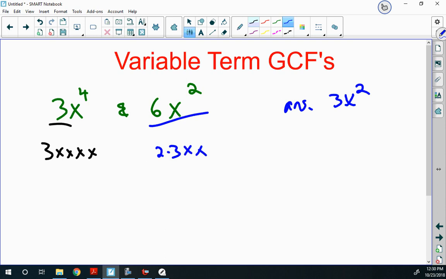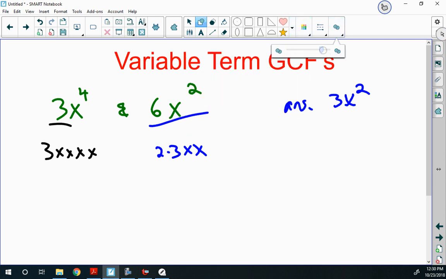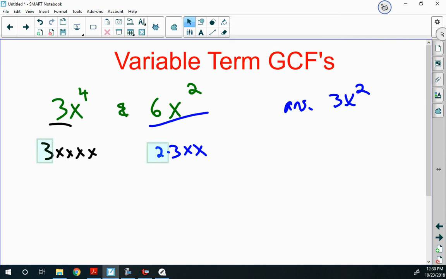So when we find a greatest common factor, we're looking for as much stuff as we can possibly find in common between the two things. So it looks like both of them have a 3 in them. Both of them have a 3 in them, don't they? And what else do both of them have in them?